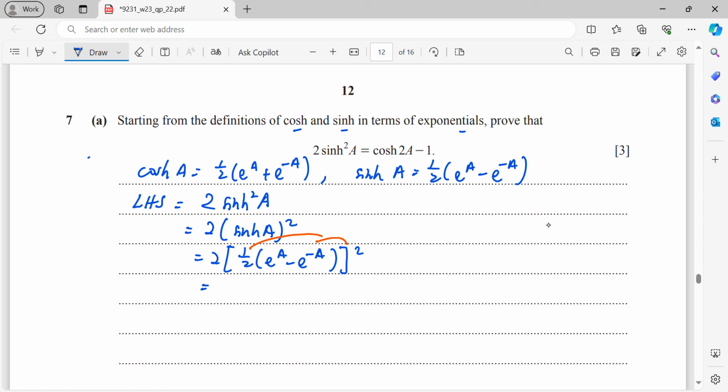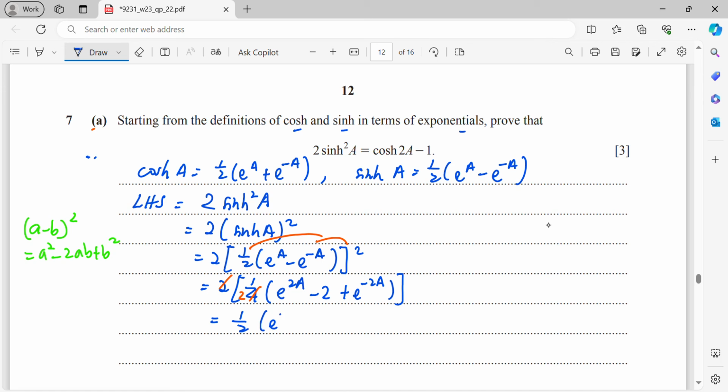So here I will get 2 of 1 over 4. And then for the quadratic expansion, (A minus B) squared is A squared minus 2AB plus B squared. That means you will be getting e^(2A). Now e^A times e^(-A) is basically e^0, which is 1. So I will get minus 2 plus e^(-2A). Then the 2 and 1 over 4 cancel off, becomes half. Then here you will be getting half times (e^(2A) plus e^(-2A)), and then the half times minus 2 is basically minus 1.